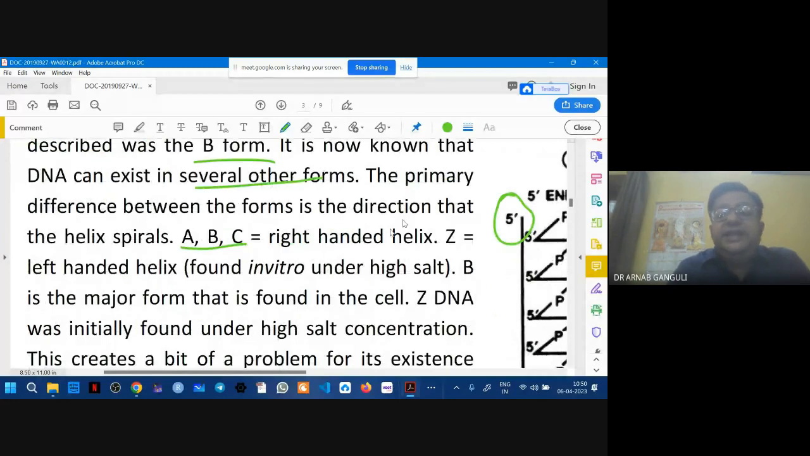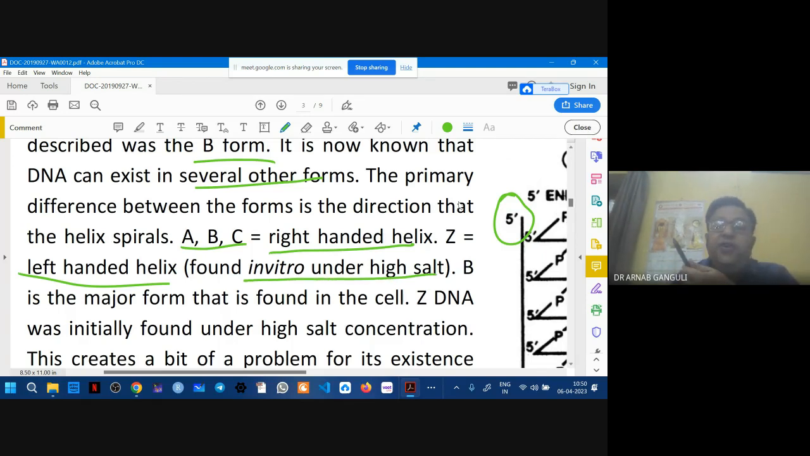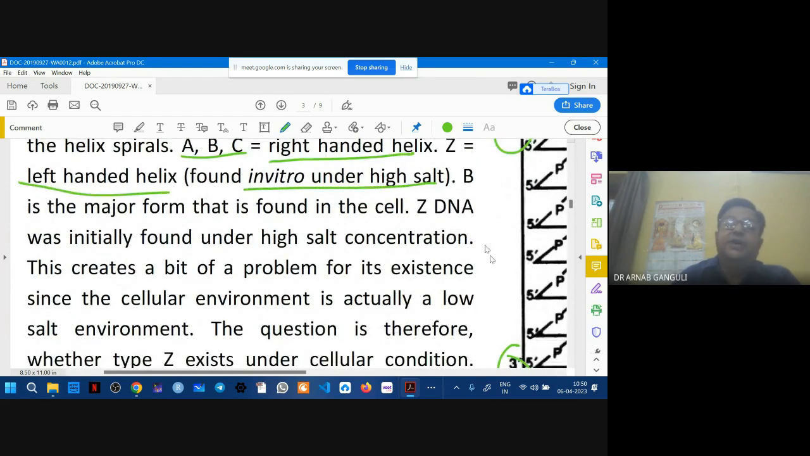A, B and C is a right-handed helix, meaning it turns to the right. But Z form is a left-handed helix. It is not naturally found. It is found in vitro under high salt concentration. B form is the major form that is found in the cell.